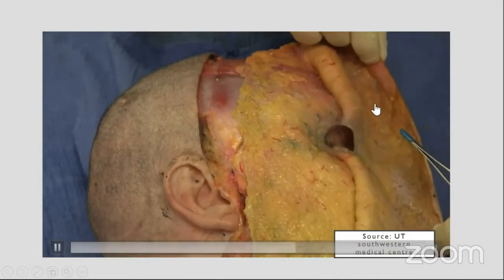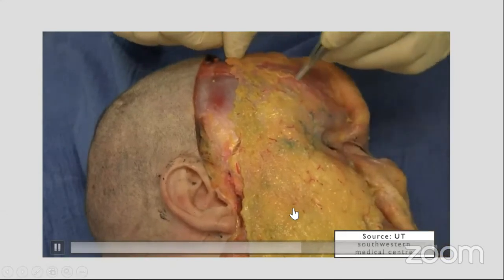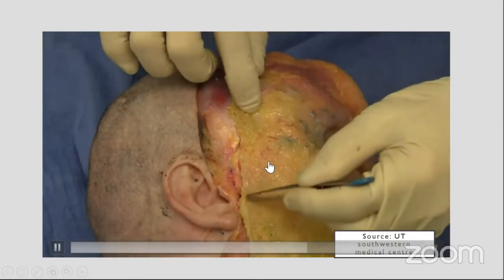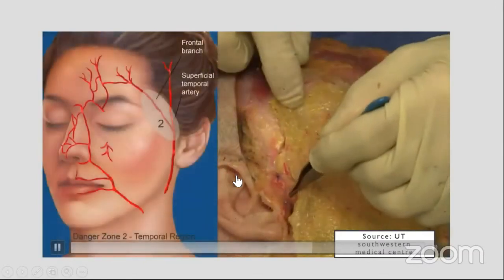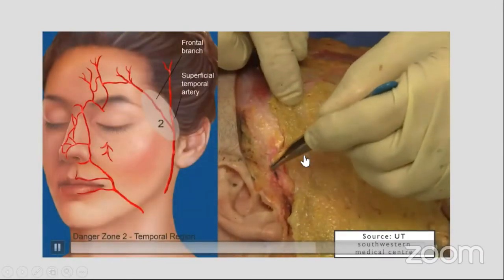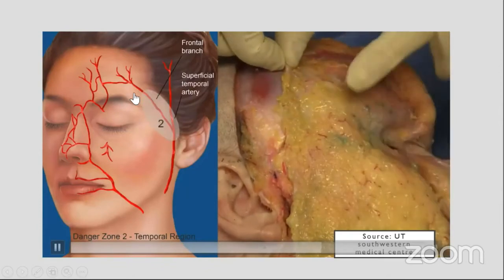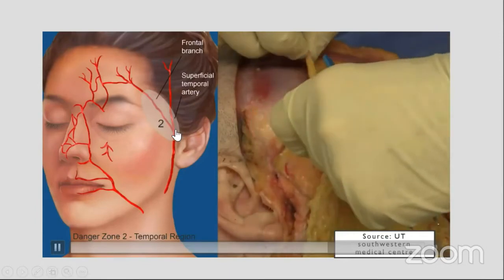As we lift the skin, we see the superficial temporoparietal fascia. Here is danger zone 2. At the root of the helix, the temporal artery becomes very superficial, coming a finger width above the lateral brow. This is seen clearly in this picture: one finger breadth above the lateral brow, the superficial temporal artery.